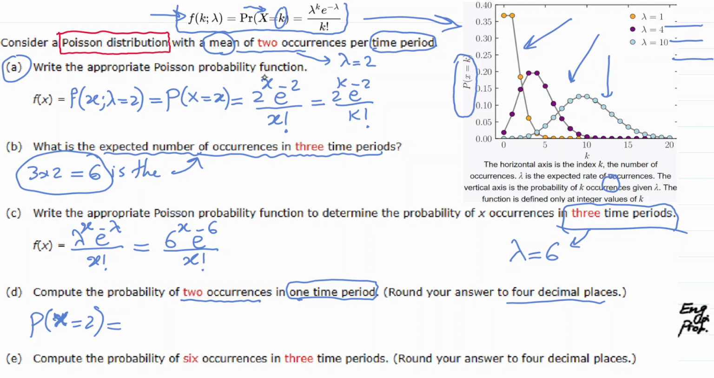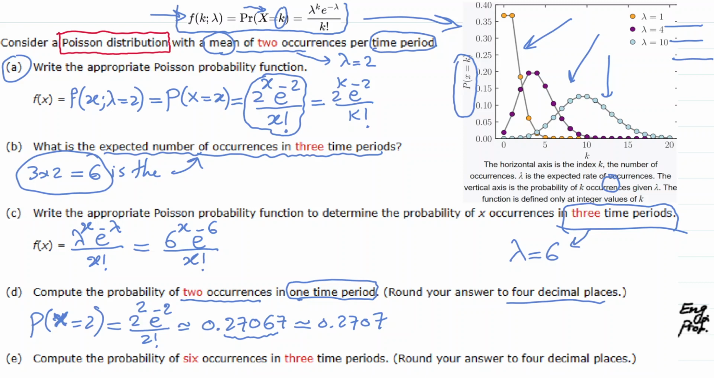So we're going to use the formula we found in part A, because that's for 1 time period. So it's going to be 2 to the 2, e to the negative 2, I'm just substituting x with 2, divided by 2 factorial. If you try this in a calculator, you roughly find it to be equal to 0.2707, when rounded to 4 digits. That's the final answer.